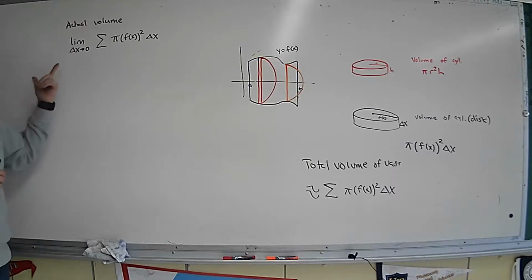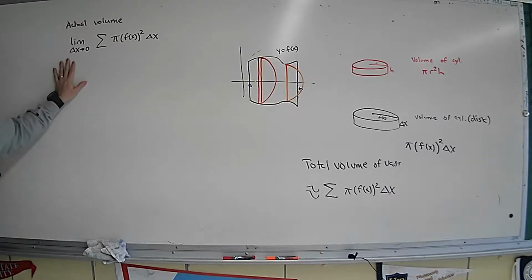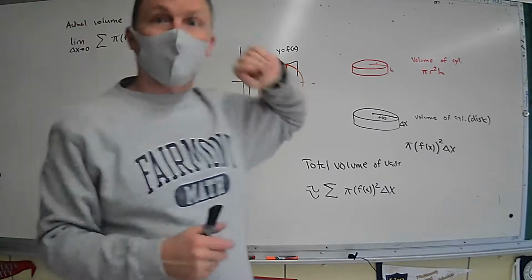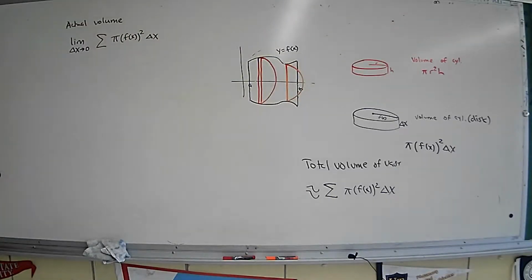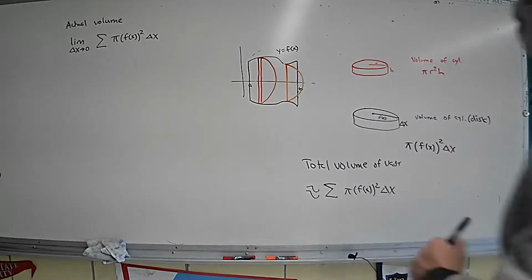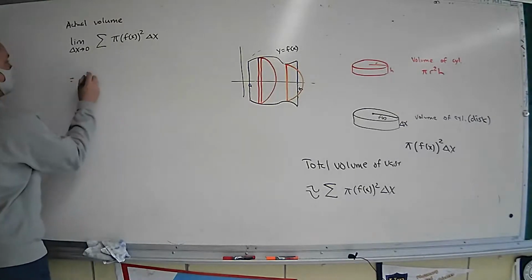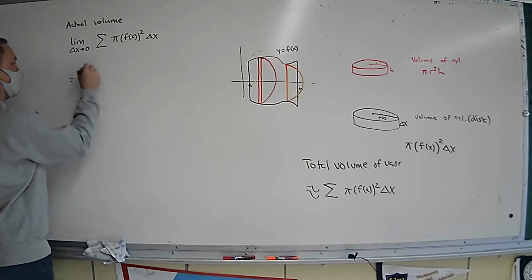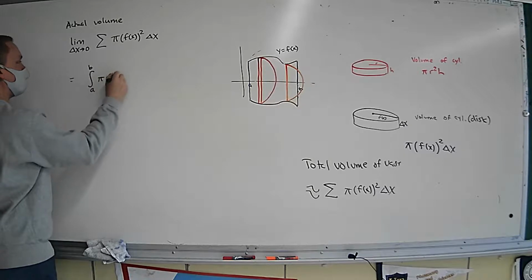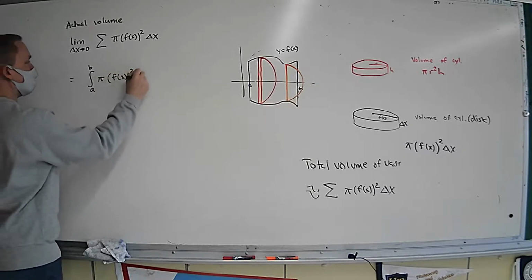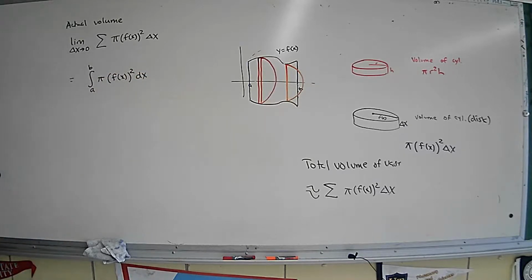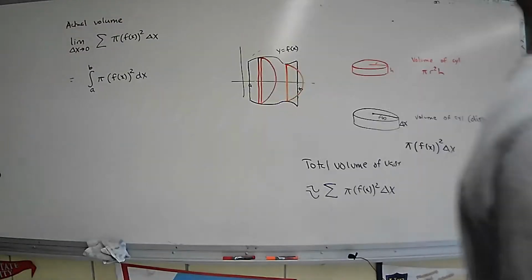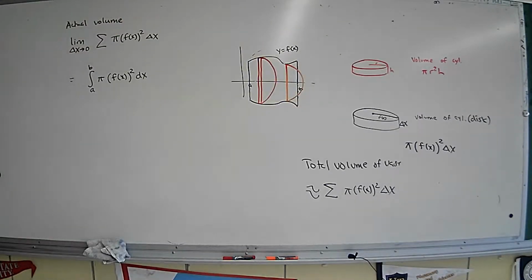But there's a way around this because we learned what happens when you do a limit of a sum as delta x goes to 0. What is that? That's integration, people. That's what integration is. Okay? This is actually equal to the integral from a to b of pi times f of x squared dx.